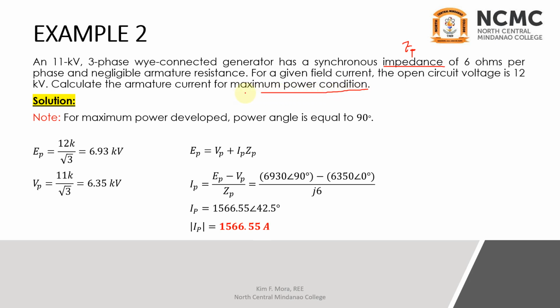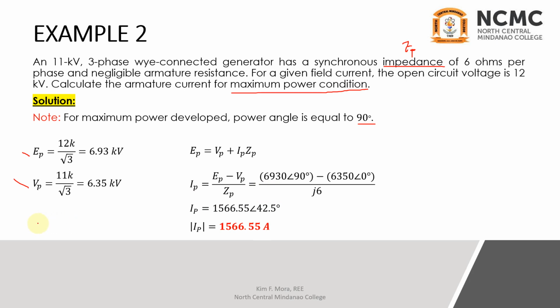The trick is that this is the maximum power condition. For maximum power developed, the power angle is equal to 90 degrees. So first, we solve for our EP and VP, using the same formula to get the armature current. We use E is equal to V plus I times Z. It is the same concept. The only difference here is we don't need to solve for the angle.